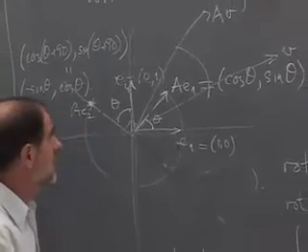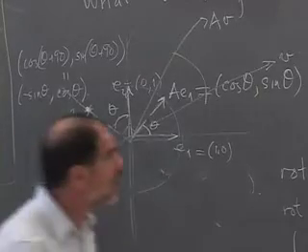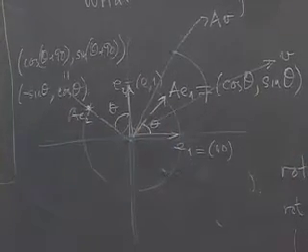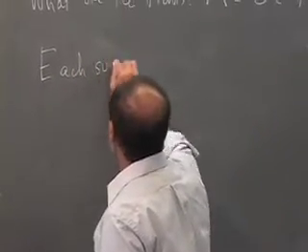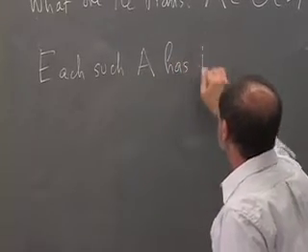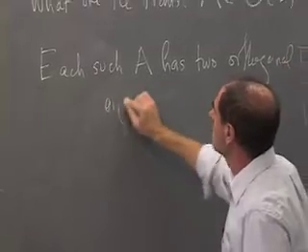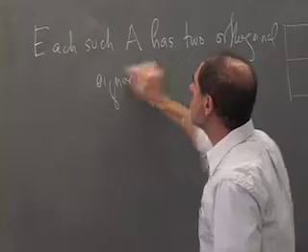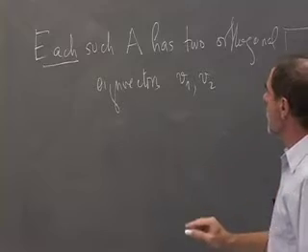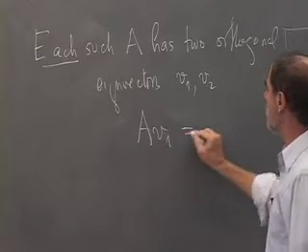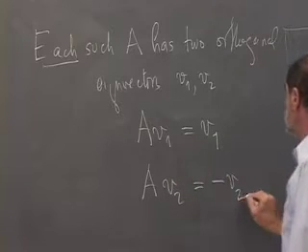Good? In fact, everything's an eigenvector for these things, because they're just scalar matrices. However, when we go over here, I claim that each such A has two orthogonal eigenvectors. Every such transformation has orthogonal eigenvectors, V1, V2. And V1 has the property that A of V1 is equal to V1, and V2 has the property that A of V2 is equal to minus V2.